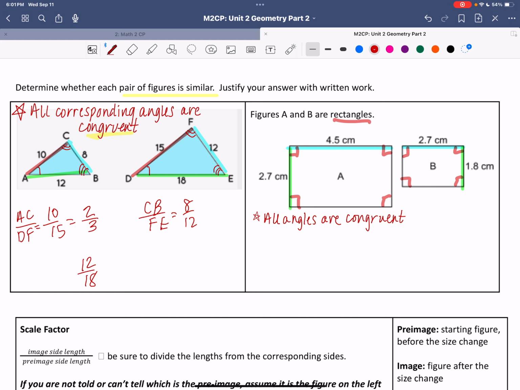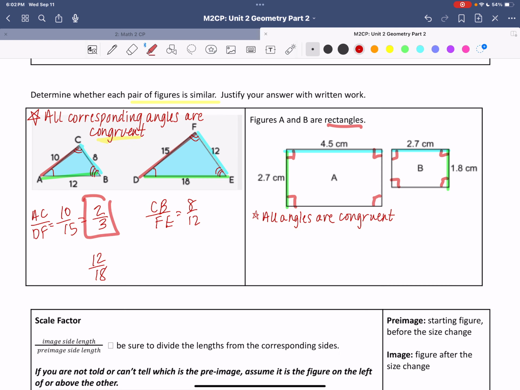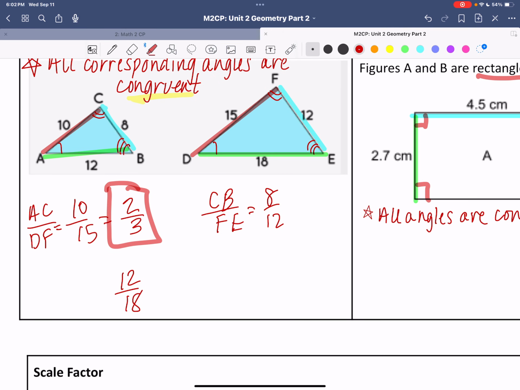All right, so now we're going to do CB. Oops, let me highlight that. So now we're going to do CB, which is 8. And we know that FE is 12. So again, if you simplify that, you'll also get 2/3. Okay, so far so good. And then now let's check the third side because all the sides need to be proportional. So here you're going to have 12 over 18, which is also going to be 2/3.